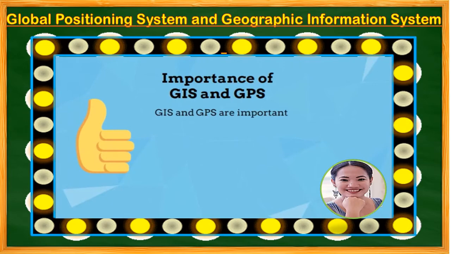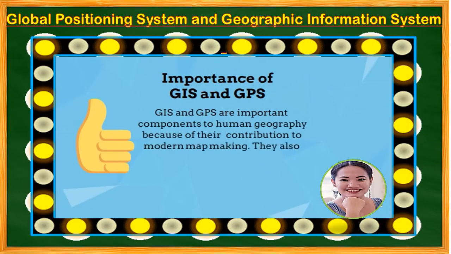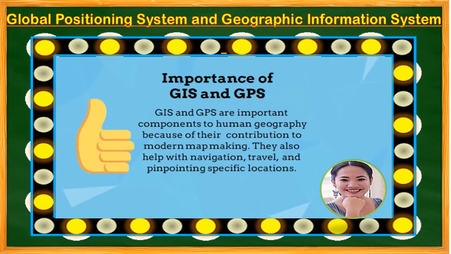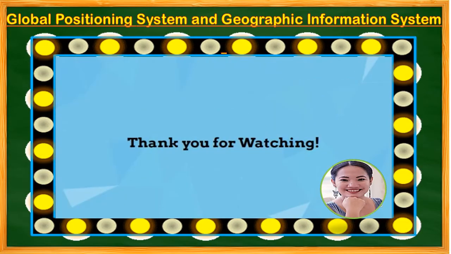Importance of GIS and GPS. GIS and GPS are important components to human geography because of their contribution to modern map making. They also help with navigation, travel, and pinpointing a specific location.